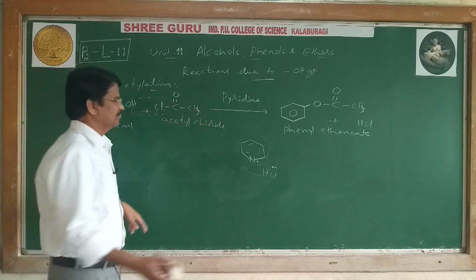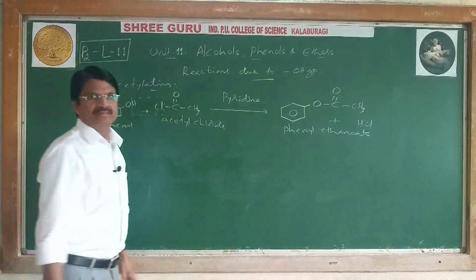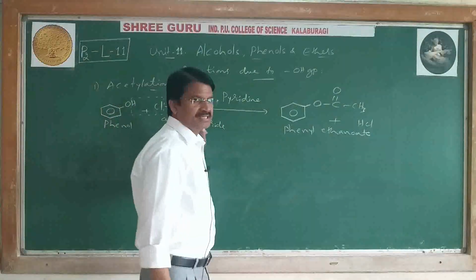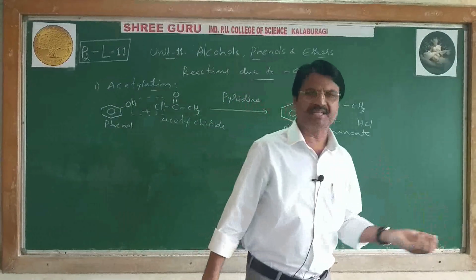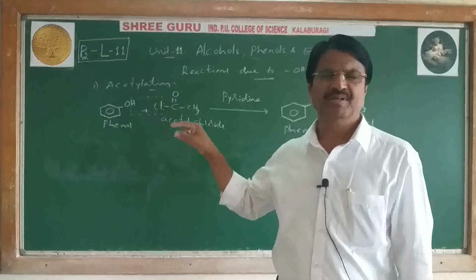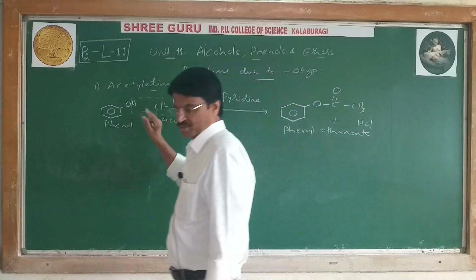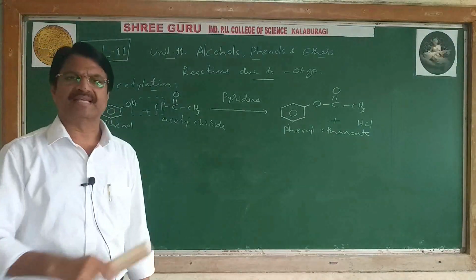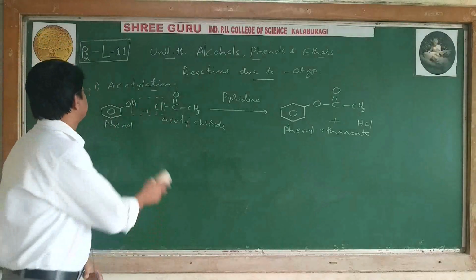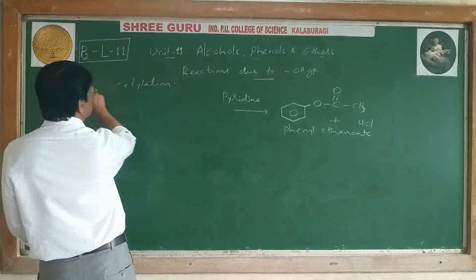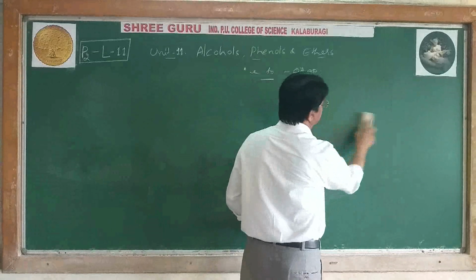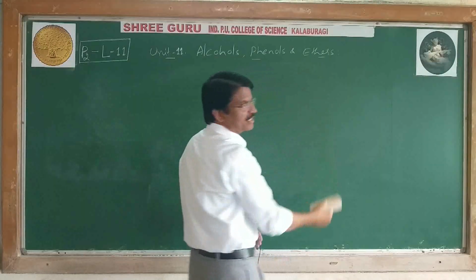Next, we can even use concentrated sulfuric acid if you take acetic anhydride. To cover that, I will use another example which contains the same group, the phenolic OH group. That compound is salicylic acid. I would use a compound called salicylic acid. Now we will study how to prepare a drug or medicine called aspirin.